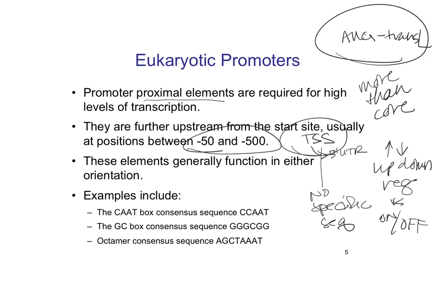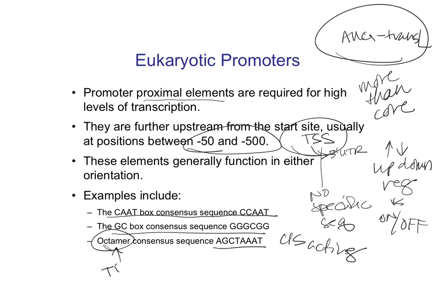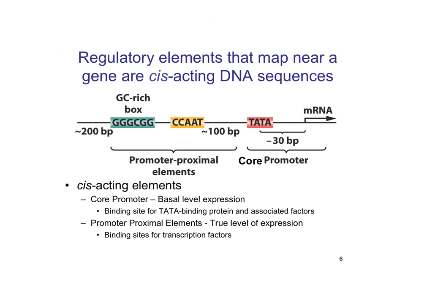We are not memorizing this. It's just giving you, this is my favorite transcription factor. So these are cis acting. These are the binding sites. This guy, the octamer, is a transcription factor. He's trans. That's the protein that binds to the octamer sequence. All right.